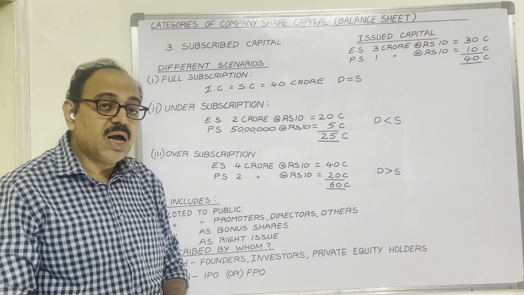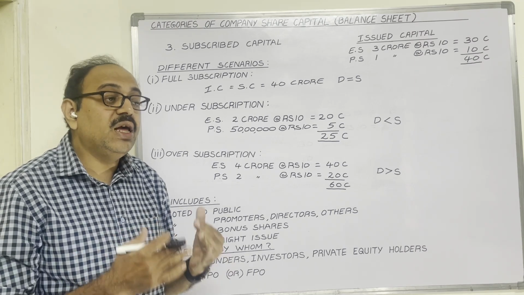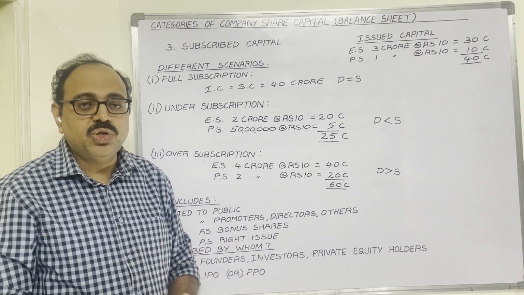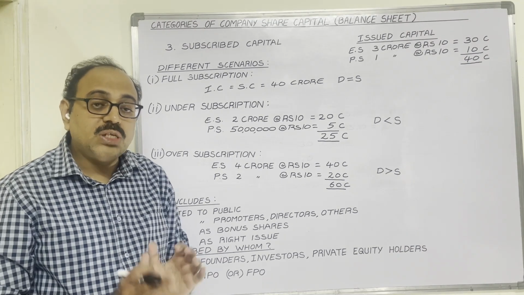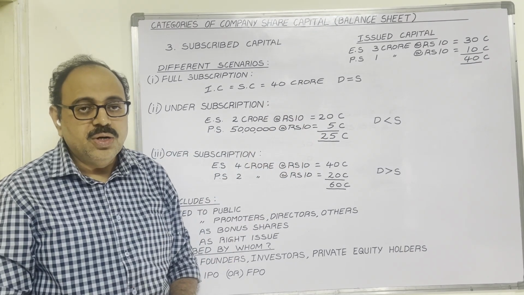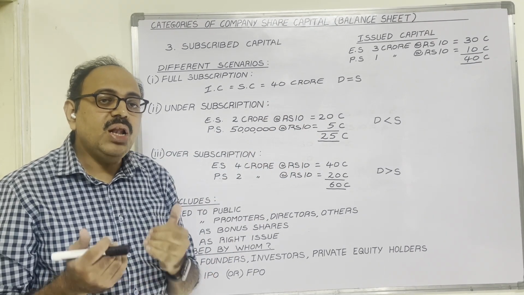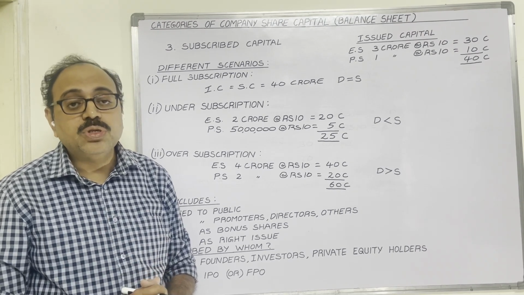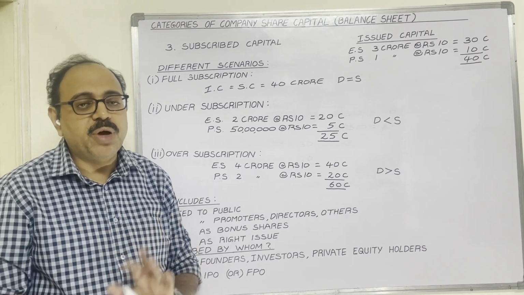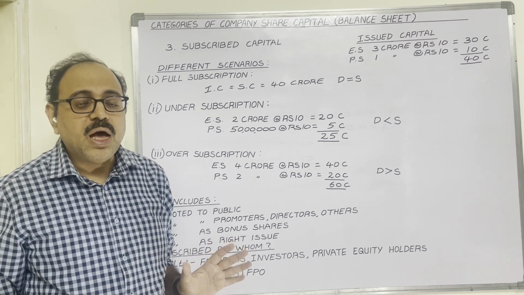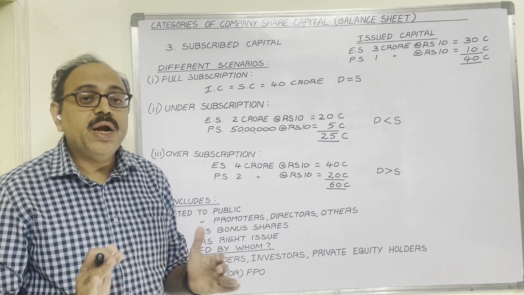In this case, the company cannot satisfy each and every applicant. Then the directors will take the decision on how to allot the shares. One possibility, to some applicants all these 4 crore shares will be allotted, and to some applicants the company will reject the allotment. The application money received from those applicants is also refunded by the company. Another possibility, to all applicants, the company may allot the shares on a pro rata basis.